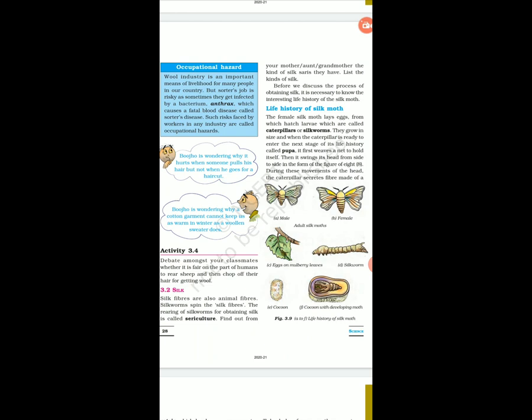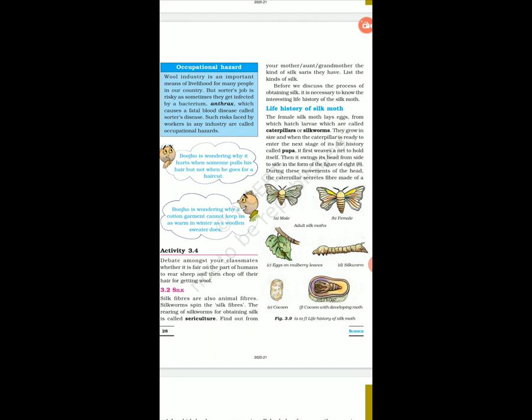In the first two videos, we have seen the animal fibers. In that, we have seen wool, right? From which animals do we get wool? Then the processing of wool fibers and how the wool yarns are made.